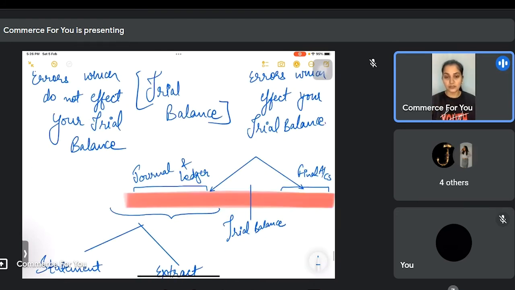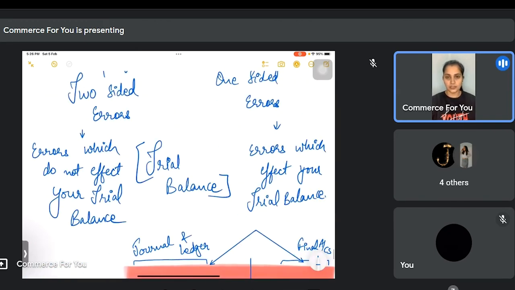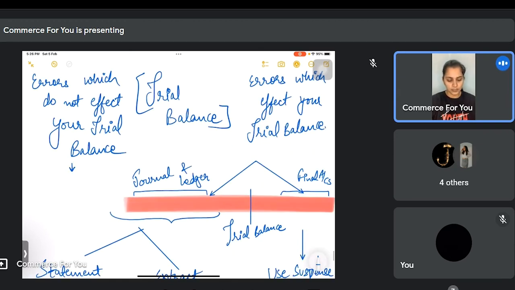Another way is when you have closed your books of accounts. Then if you need to make a correction in this, you are going to use suspense account. And for errors which do not affect your trial balance, we are generally going to pass only a normal journal entry, a normal rectifying entry you can say.